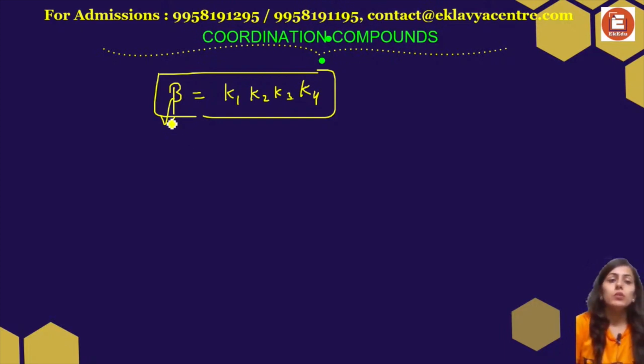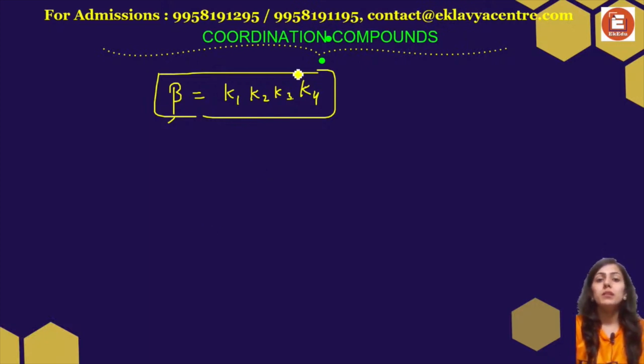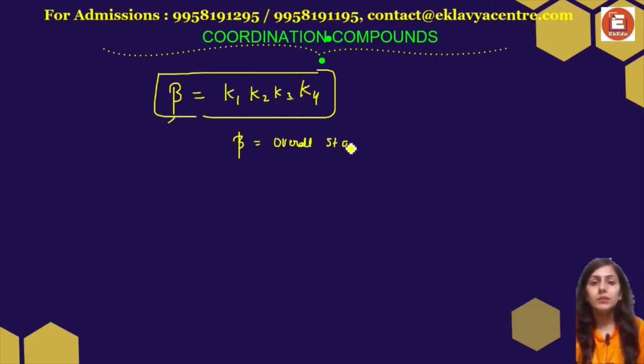This is beta, the overall. I'll write it here. What is beta? Beta is the overall stability constant. The larger the value of beta, it means our complex is very much stable. Overall stability constant.